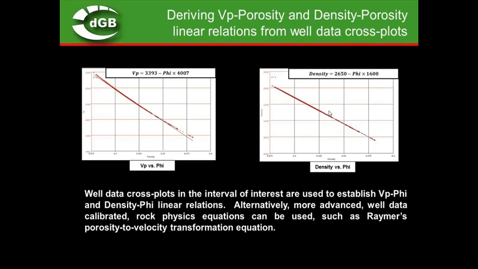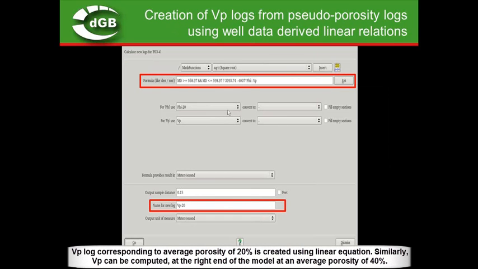Alternatively, and preferably, more advanced well data calibrated rock physics equations can be used, for example, the Raymer porosity to velocity transformation equation. So again, using our rock physics log calculator window, we can define within a specific MD range a pseudo velocity log using the linear equation that we have just derived from the well data crossplots. And outside this MD range, we will keep the acquired velocity log unedited.